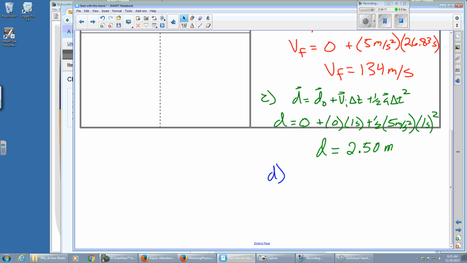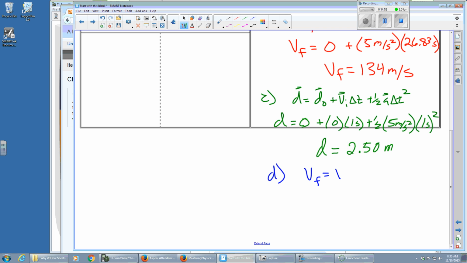And I'm going to use a little bit of logic here. If it's going 134 at the end, and its acceleration is 5 meters per second squared, that means every second it's gaining 5 meters per second. So how fast is it going 1 second before the end? 129, 5 meters per second less than that. So I'm going to use that. You could do that also. In fact, why don't I do it for those playing along at home? But I know the answer already.